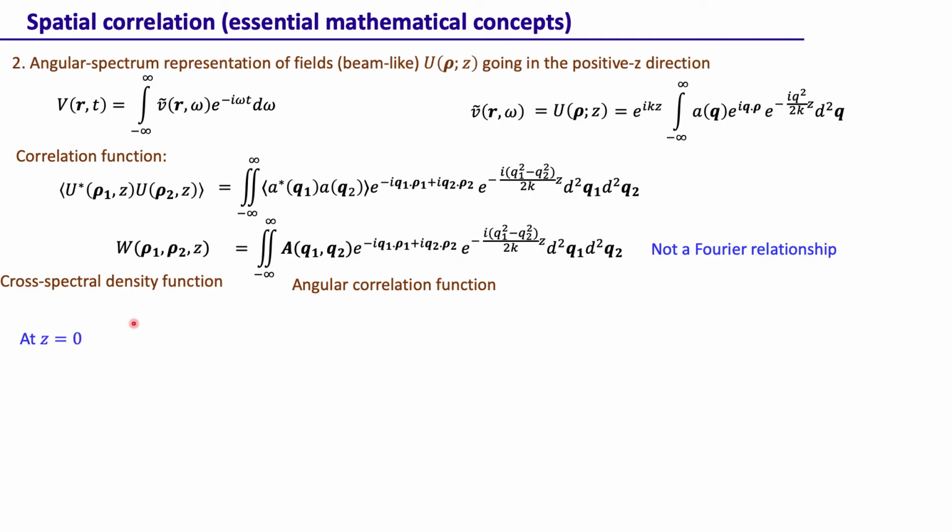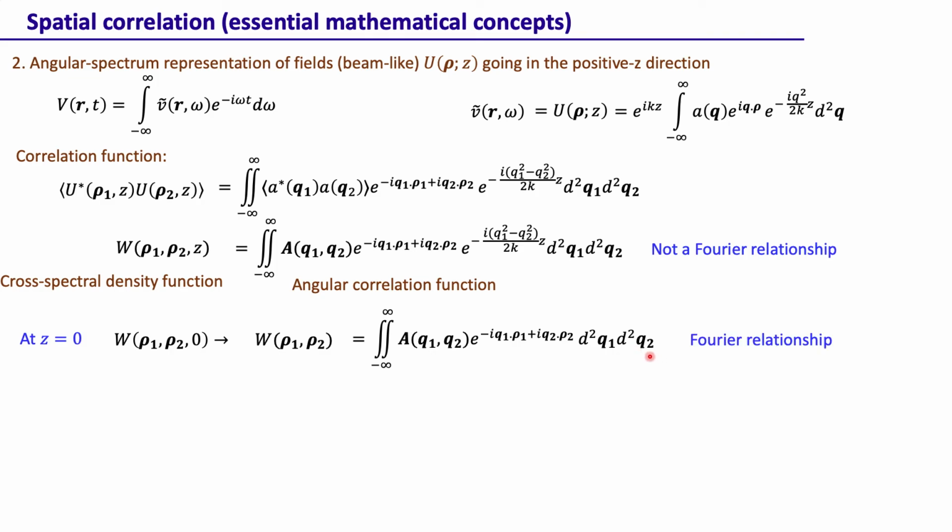But we also note that if you look at things at z equal to 0, then this term actually goes away, and in that case this becomes just this. So W(rho1, rho2) is this quantity, with d2Q1 and d2Q2. So this is then the exact Fourier relationship. We can invert this relationship and write A(Q1, Q2) in terms of W(rho1, rho2). So this is the generalized Wiener-Khintchine relationship between rho, a two-dimensional space, and Q, the two-dimensional spatial frequency, just like we had the Wiener-Khintchine relationship between time and frequency.